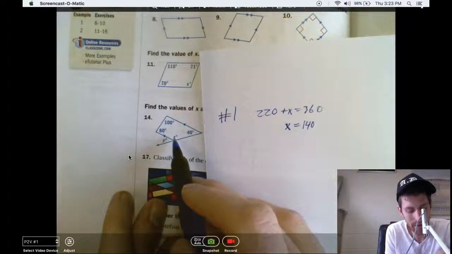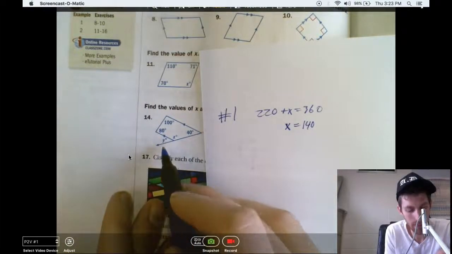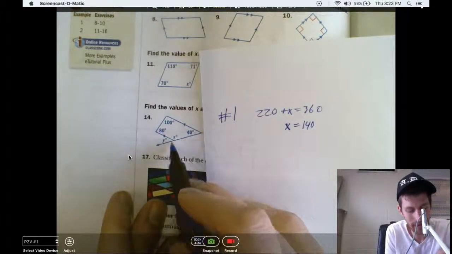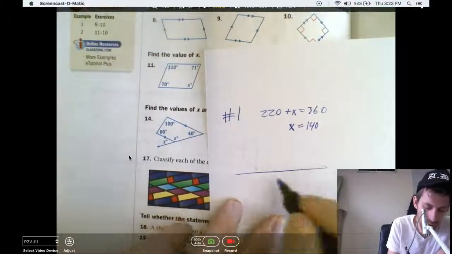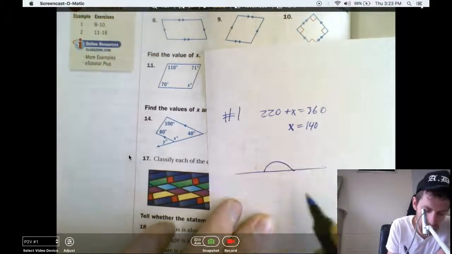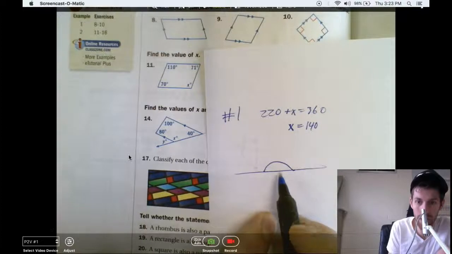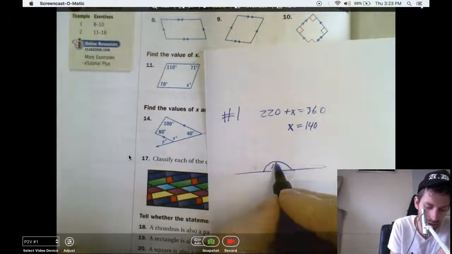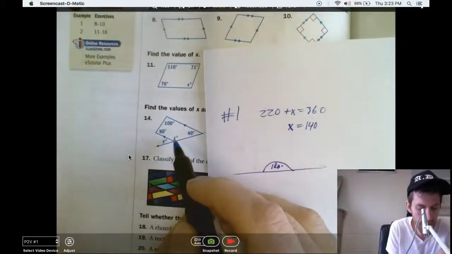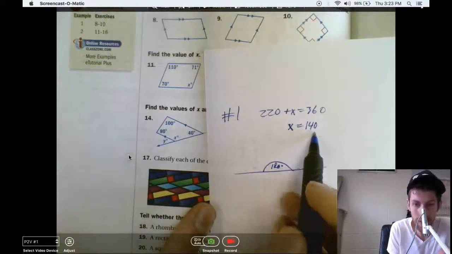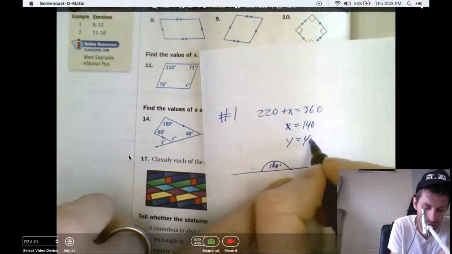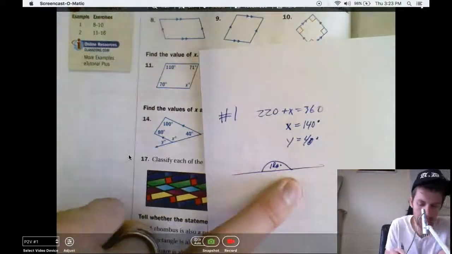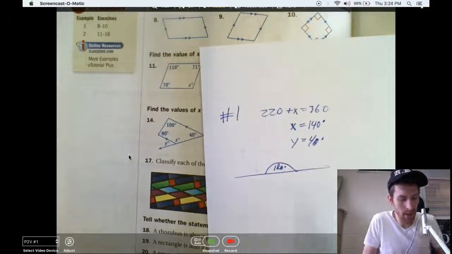Now, x and y are a linear pair. They form a straight angle. How many degrees are in a straight angle? 180, like a sunset. Right? Makes me think of Lion King. Sunset or sunrise, okay? This is always 180. So 180 minus 140 makes y equal 40. I should put degrees here. That was route number one.